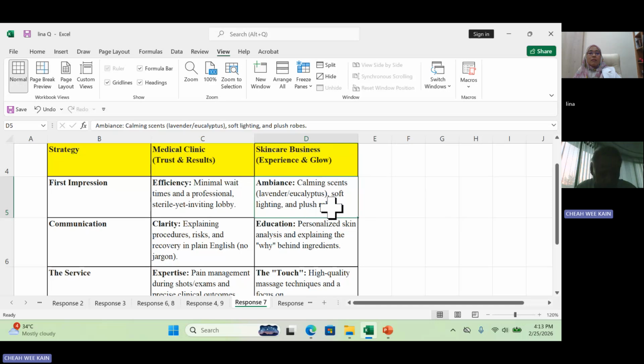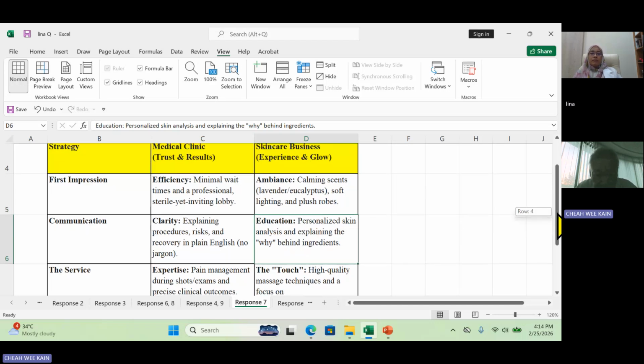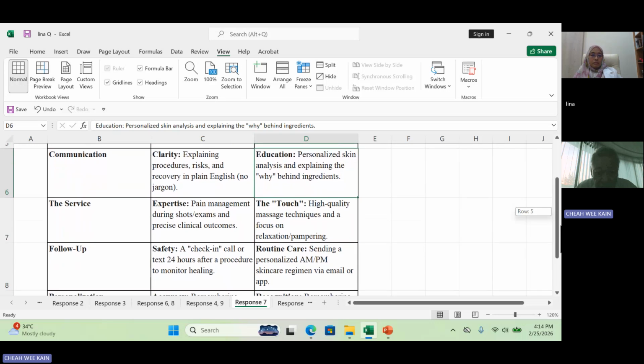Your people should have some nice uniform. Education, personalized skin analysis, explaining the why behind ingredients. Now, this is a little bit of a problem. There is some sort of medical equipment. I don't know whether you want to invest in it or not. You just tell him and he will say, I have dry skin, not oily skin. Now, that's too common, right? Sometimes the patient does not know what kind of skin they have.